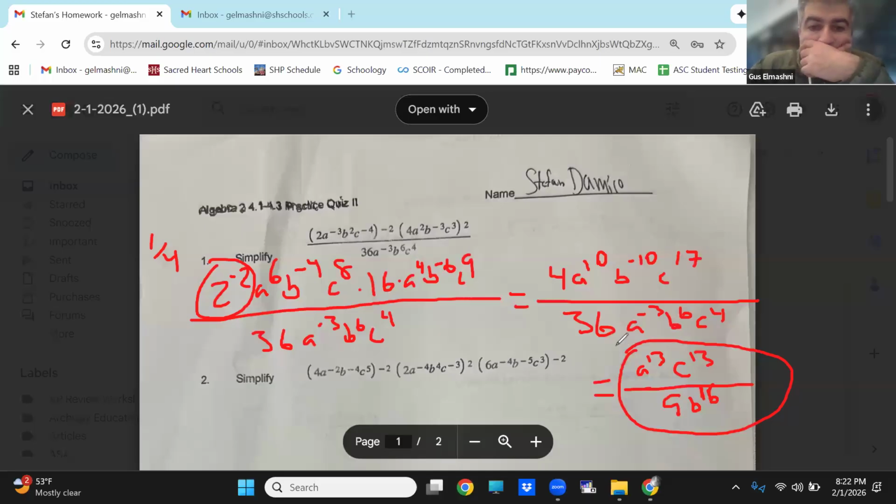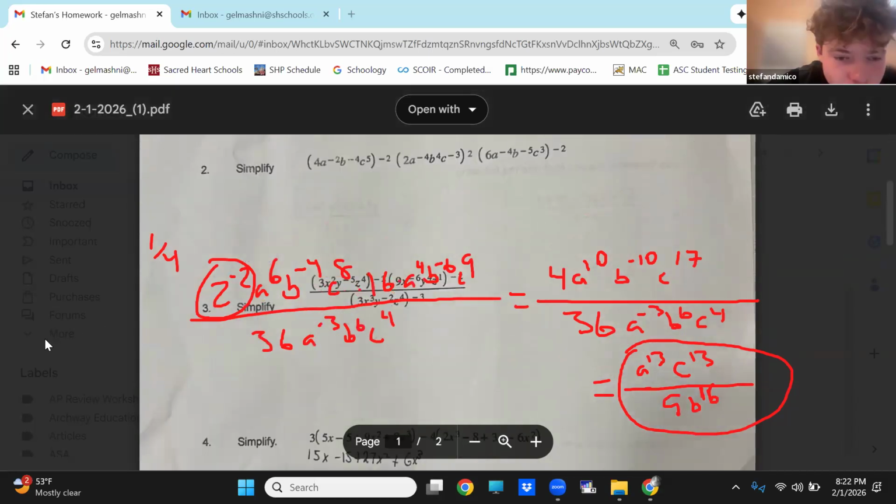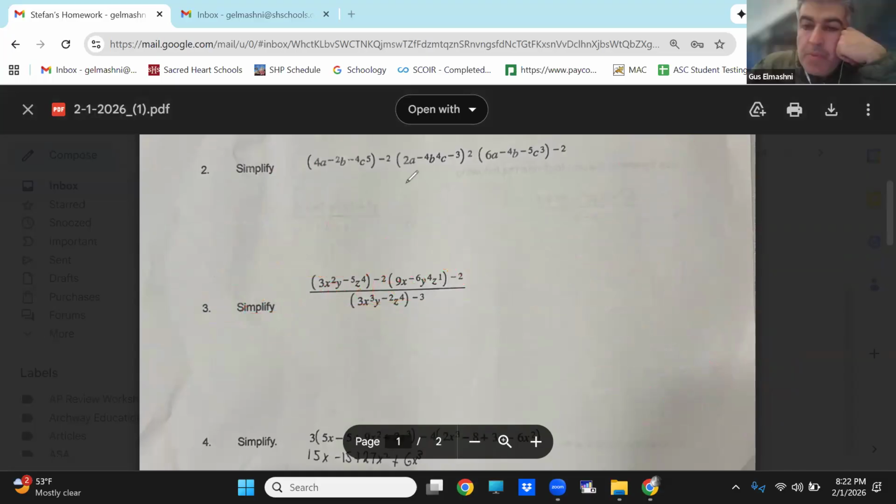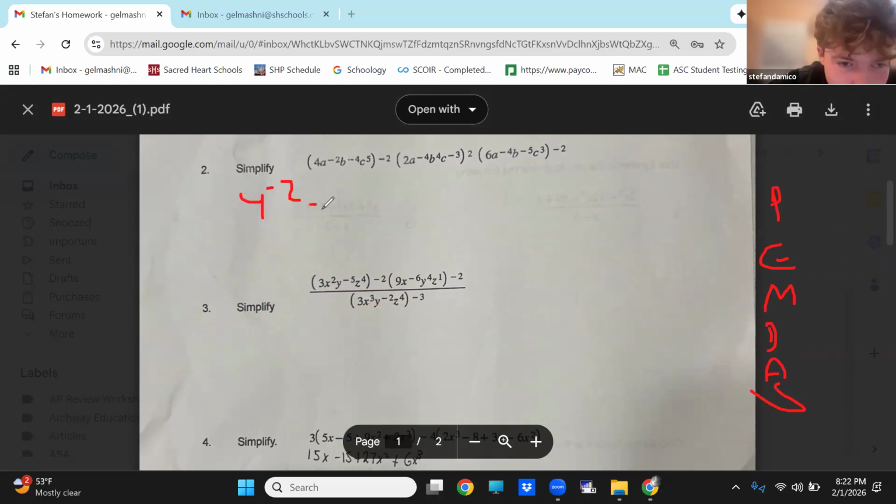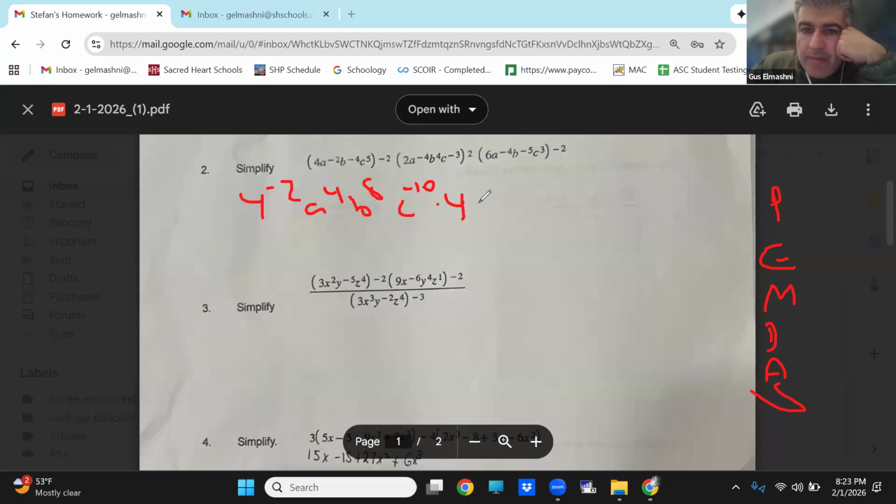So you just want to be very methodical when you do this. It's the same thing here. It's really PEMDAS, if you think about it. Do you see parentheses? Before I get too carried away, I'm just going to distribute. So 4, -2, A4, B8, C -10. Then 2 squared is 4, A -8, B8, D -6.